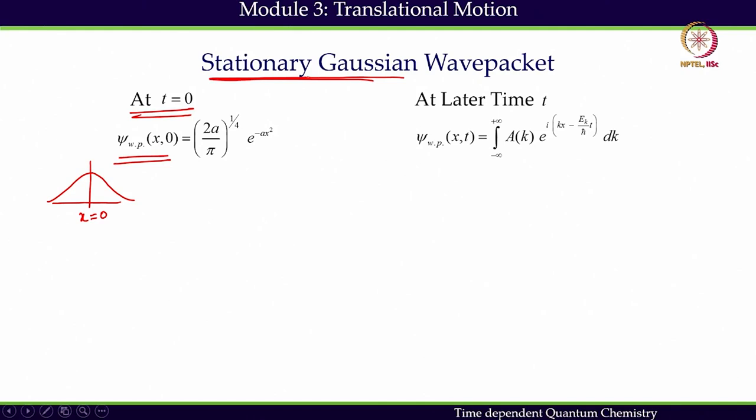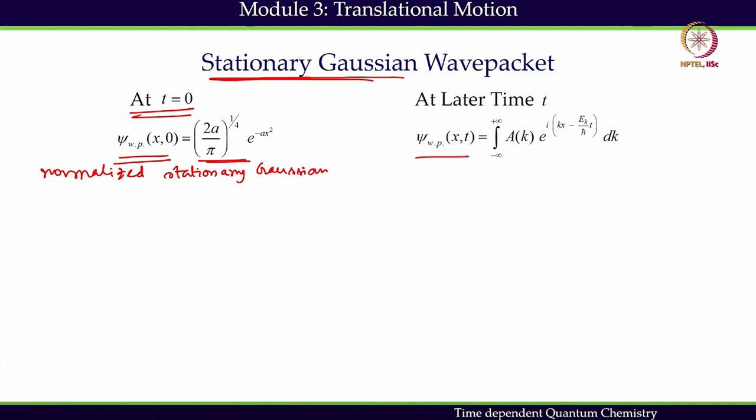Why is it a stationary Gaussian function? It is a stationary Gaussian function because of that missing part, that plane wave part here. And we have taken a normalized Gaussian function. That is also a requirement. We have to always begin with a normalized function in quantum dynamics. So, this is called the normalized stationary Gaussian function, and then this is the final form of the wave packet. At different time, I will be able to find out. So, if I know at t equals 0 what I have, I will be able to find out at any later time what would be the typical shape of the wave function.